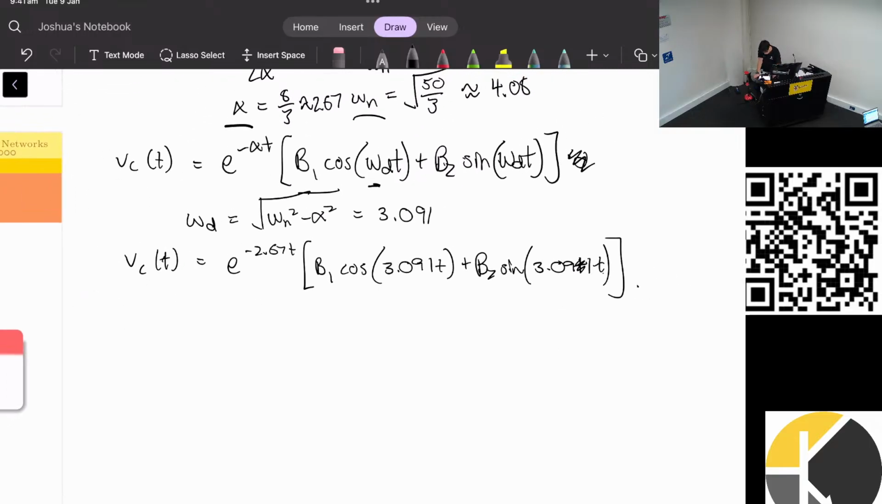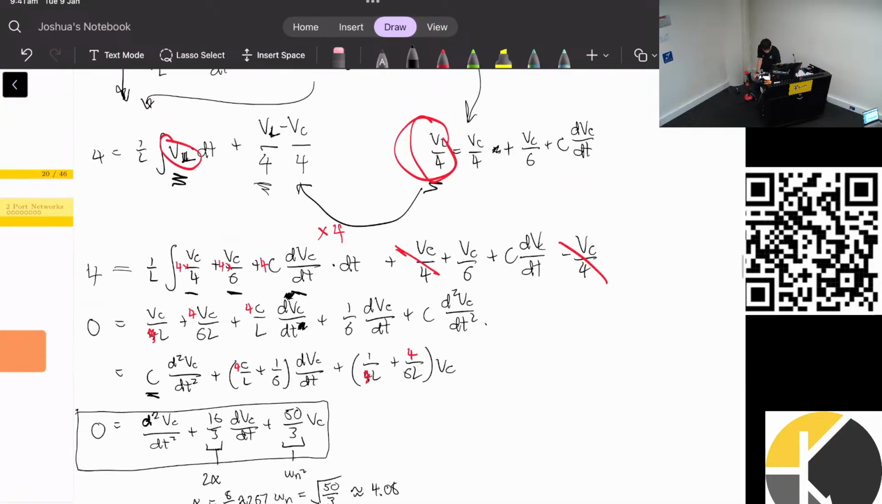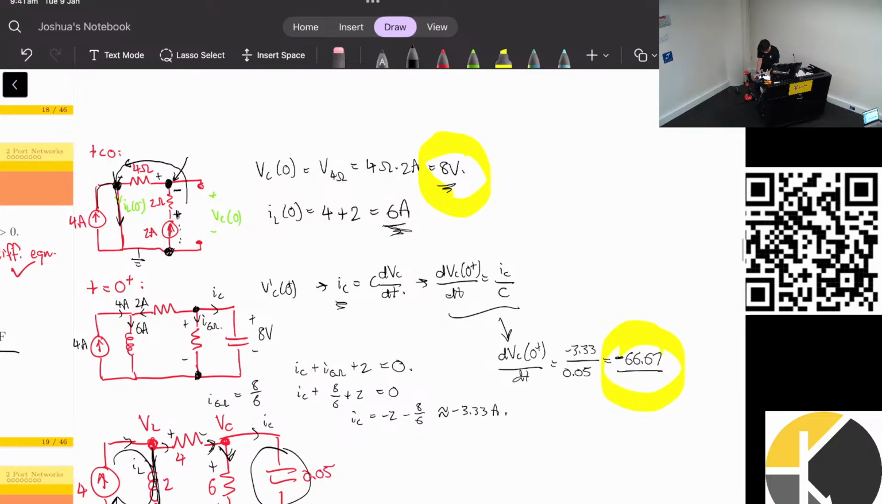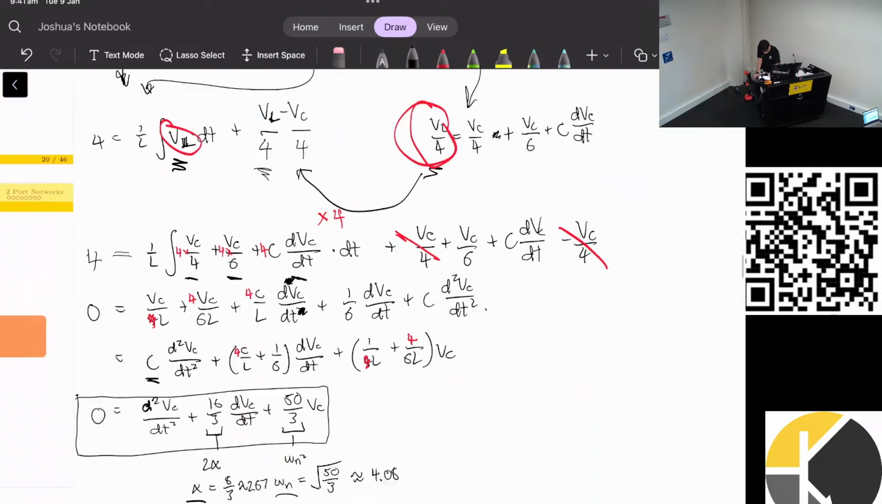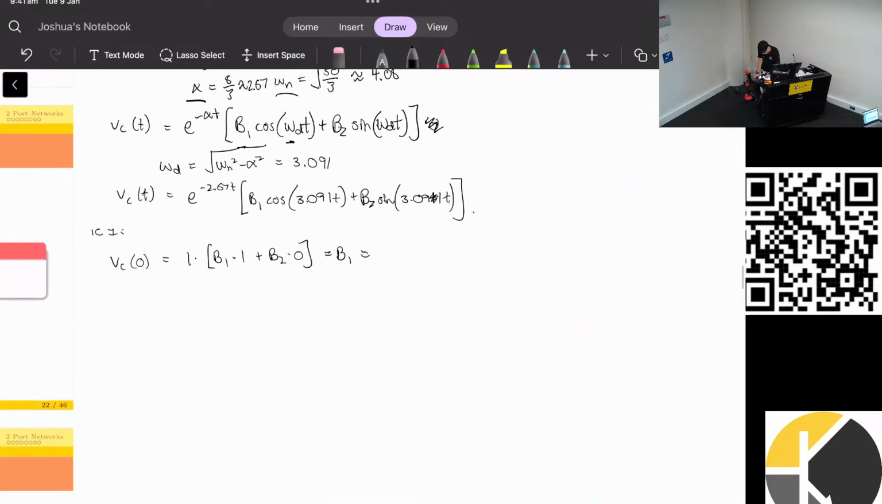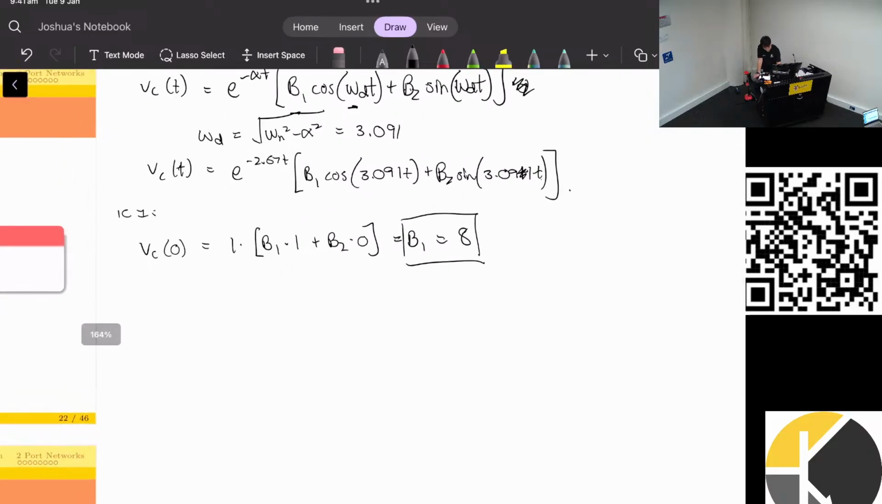This is initial condition 1. So the initial voltage, if we sub in t equals 0 to everything, we have 1 times b1 times 1 plus b2 times 0. So that's just b1. And from our initial conditions, we know that VC0 is 8 volts. So b1 is actually just equal to 8. That's the first one. That's the easier of the two.